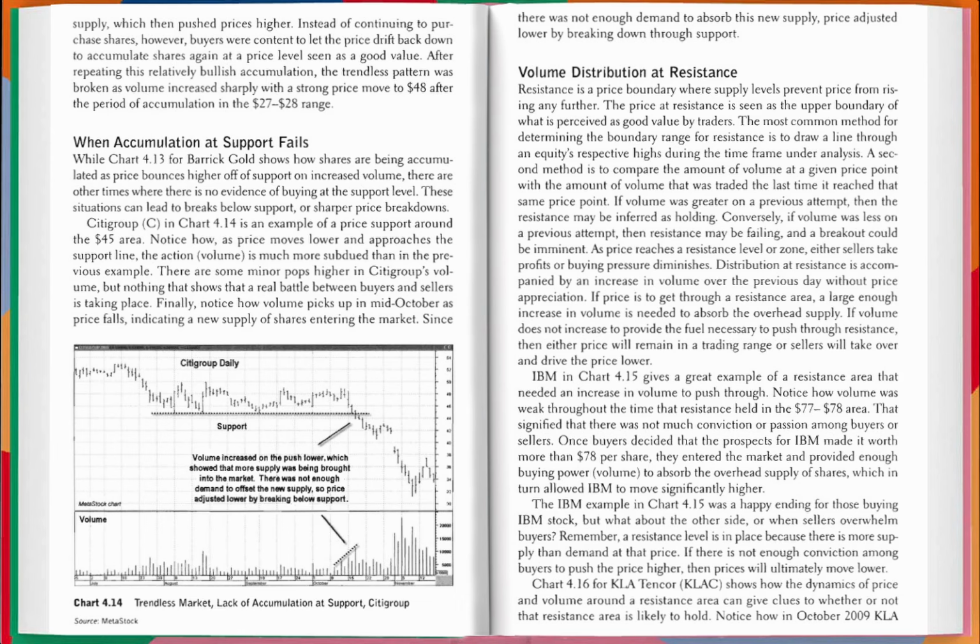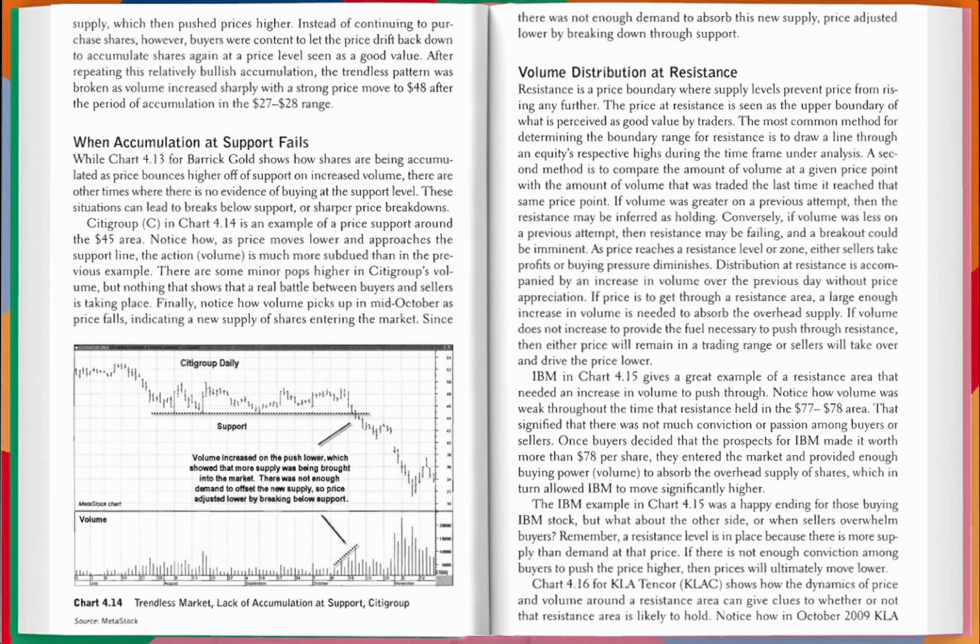IBM in Chart 4.15 gives a great example of a resistance area that needed an increase in volume to push through. Notice how volume was weak throughout the time that resistance held in the $77 to $78 area. That signified that there was not much conviction or passion among buyers or sellers. Once buyers decided that the prospects for IBM made it worth more than $78 per share, they entered the market and provided enough buying power volume to absorb the overhead supply of shares, which in turn allowed IBM to move significantly higher.